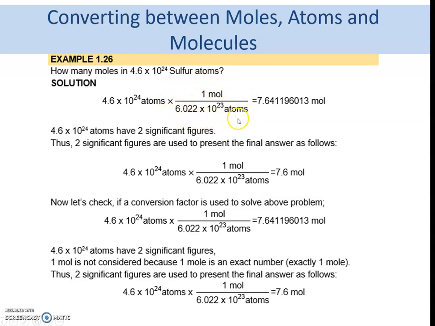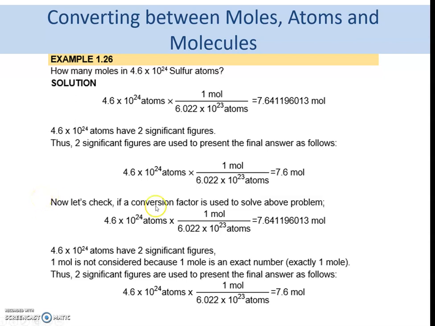So we put Avogadro number here as denominator because we want to cancel the atoms with atom here, because we want to get the final answer in mole unit. So as usual, you have to consider this one as a measured number which consists of two significant figures. That's why your final answer is 7.6 mole. This is also the same thing as well.